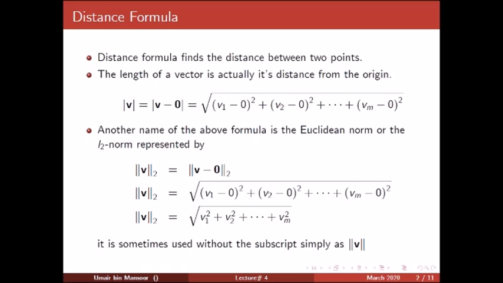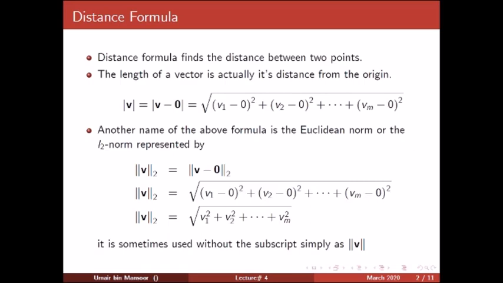Okay, now there is another name for this distance formula, which is also called the Euclidean distance, the Euclidean norm, or the L2 norm, represented by the two parallel line symbol and a subscript of 2. So the parallel lines represent the norm, and the subscript 2 represents the L2 norm, or the distance formula, or the Euclidean norm. It is the same thing as the distance formula you have seen before.